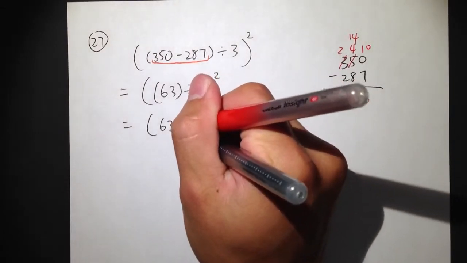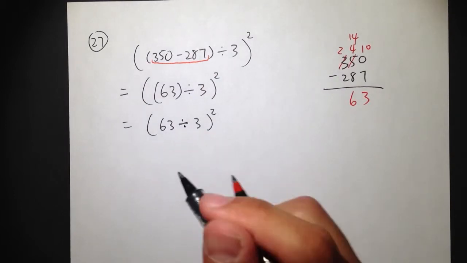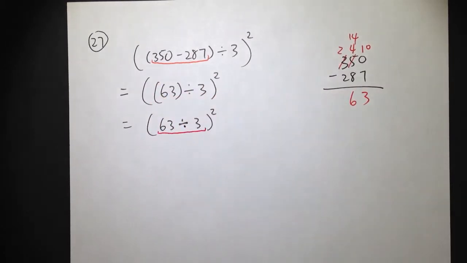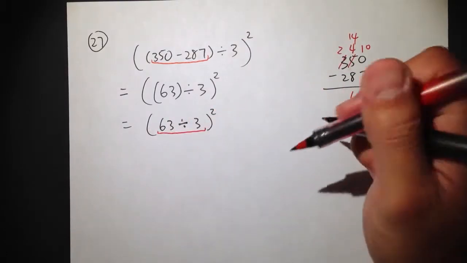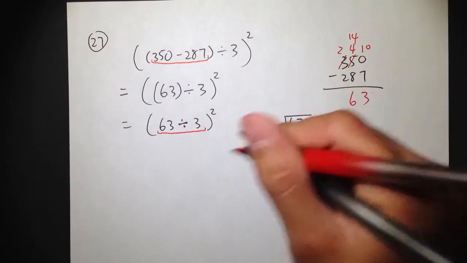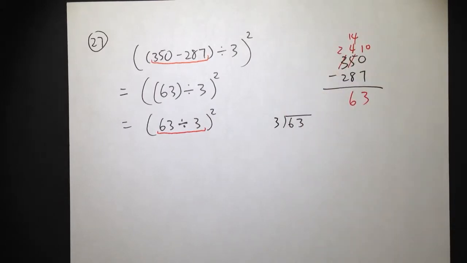Okay? So now, let's see. We have to work out the inside first. Always work out the inside of the parentheses first. 63 divided by 3. So let's work out the division. 63 inside, because 63 is the first number. And put a 3 outside.